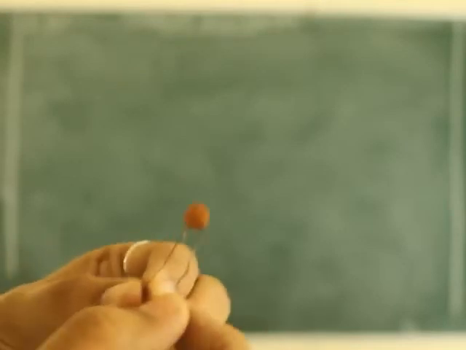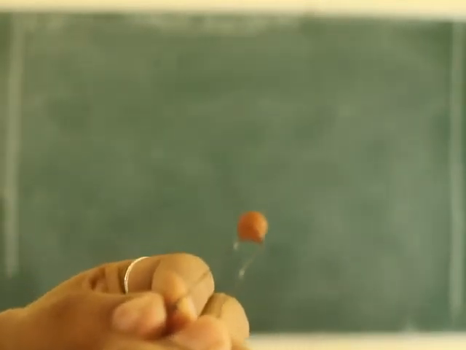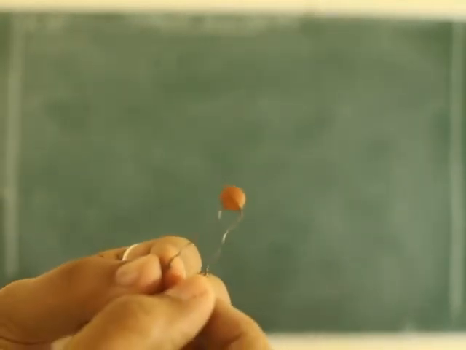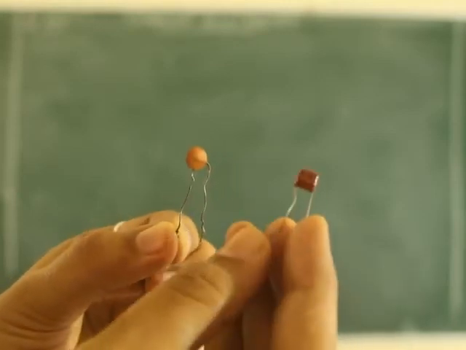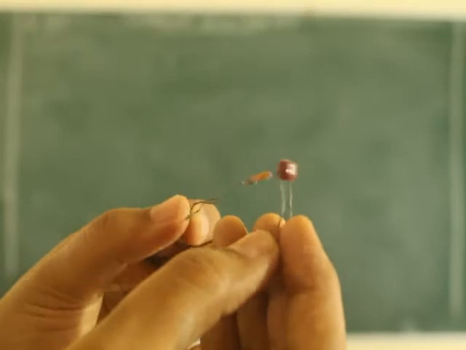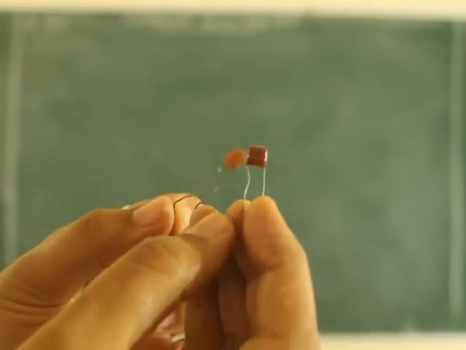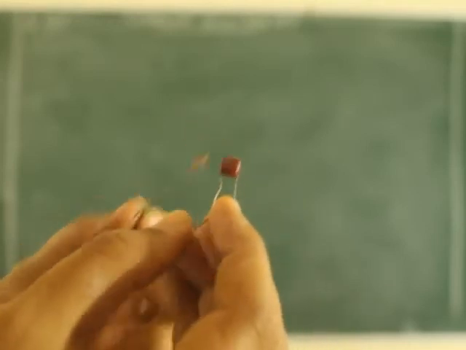I'll show you one more type of capacitor. See, can you see this capacitor? See, this is one more type of capacitor. For these capacitors, there are no positive and negative legs. Okay? Next.